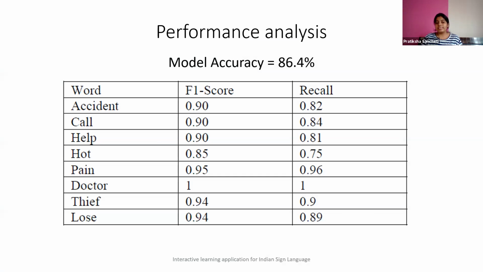So, performance analysis. Our model gives an accuracy of 86% on unseen data. You can view the F1 score and recall here. And from this table, we can see that pain, thief, and lose are words that are correctly predicted using our model.